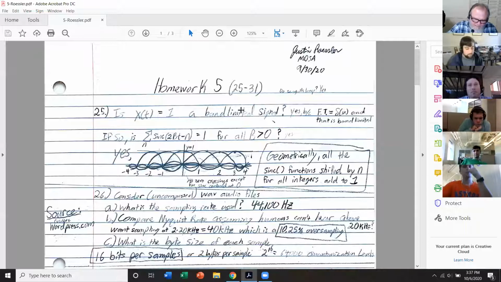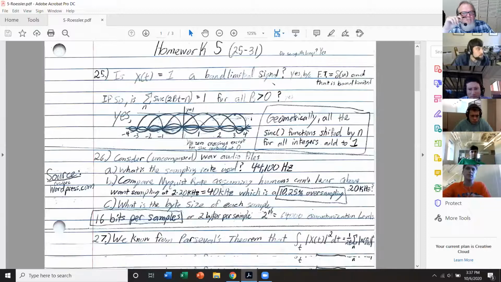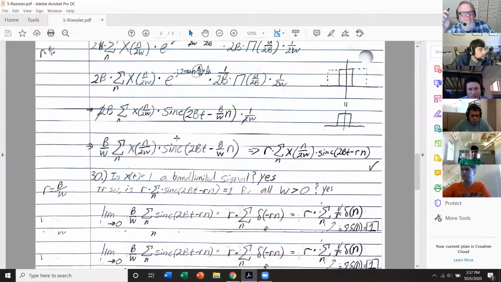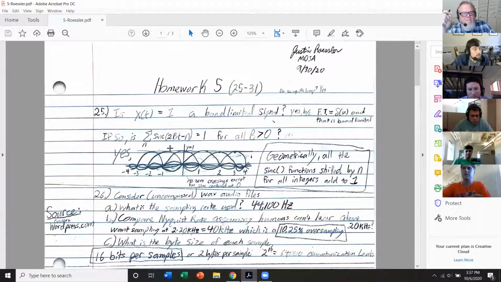Okay, so there's two ways you can think about the problem, one geometrically and one working it out mathematically. I did it geometrically here, and if you plot, all it is is a scaled sinc function that is shifted at all integers n. If you plot each function out, you can see that the symmetric behavior of the sincs will all kind of sum to a function of one. But if you want to think about it mathematically, it's kind of like problem 30, which I guess I should save for somebody else.